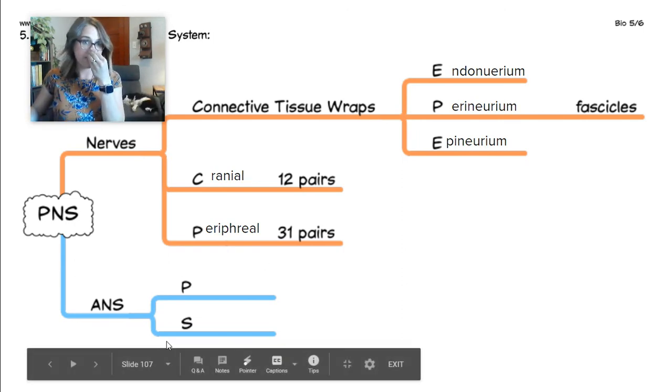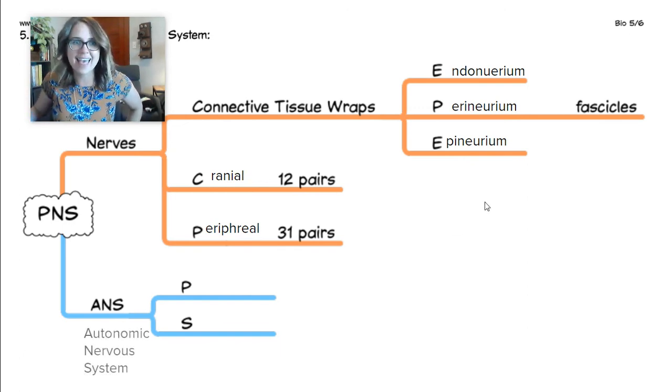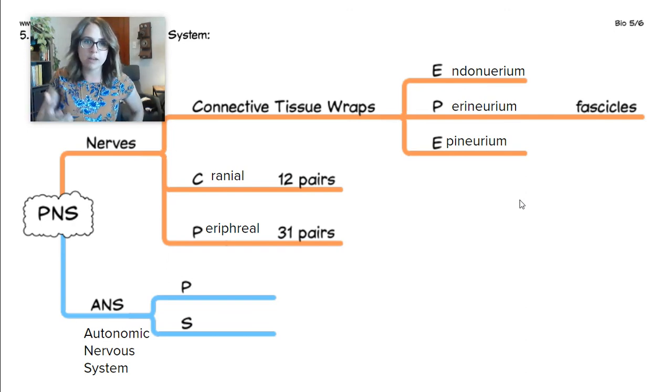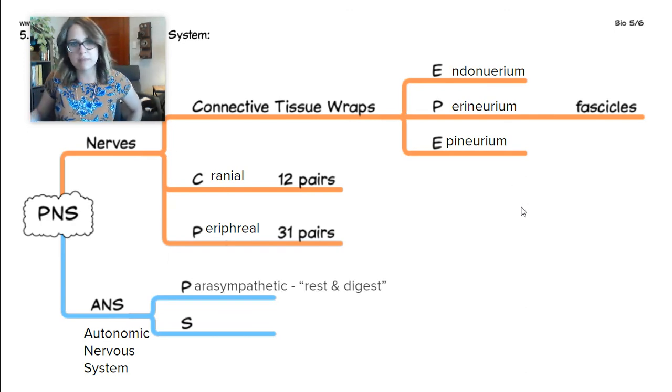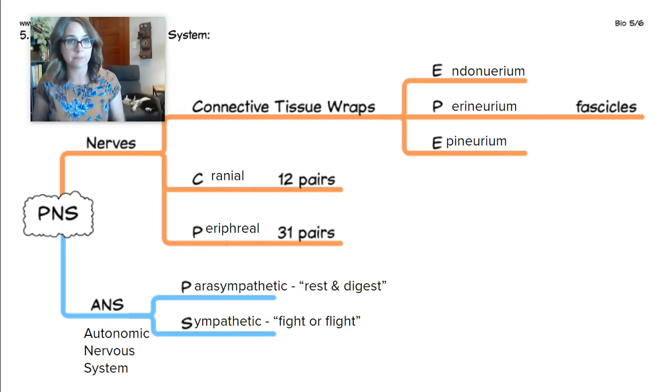All right. And then the ANS. PNS and ANS sound pretty dirty when you say them fast. It stands for the autonomic nervous system, all those automatic things. And so, as we've already mentioned, our parasympathetic, rest and digest, and our sympathetic division, fight or flight, is what the autonomic nervous system is. We're not going to get into the details about what happens during those two phases for the sake of time.